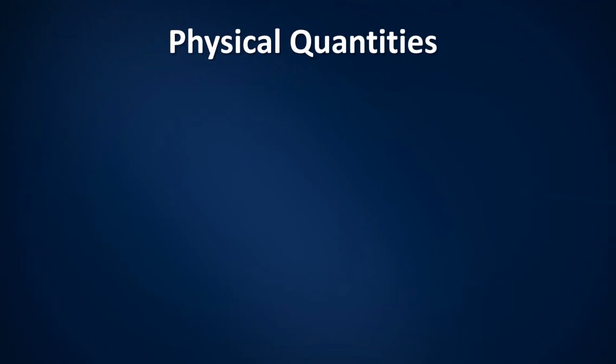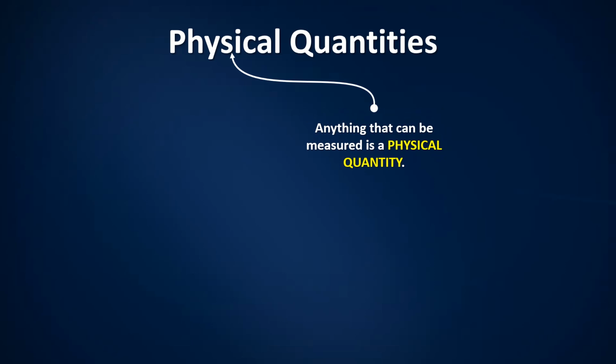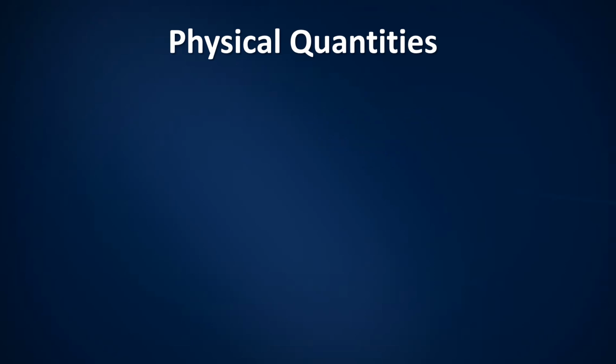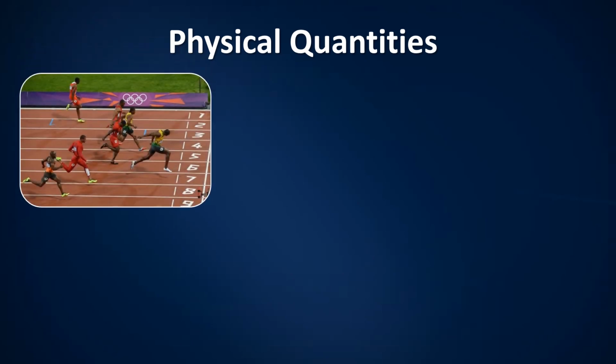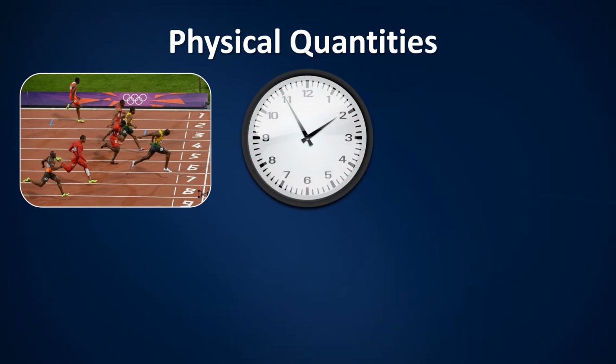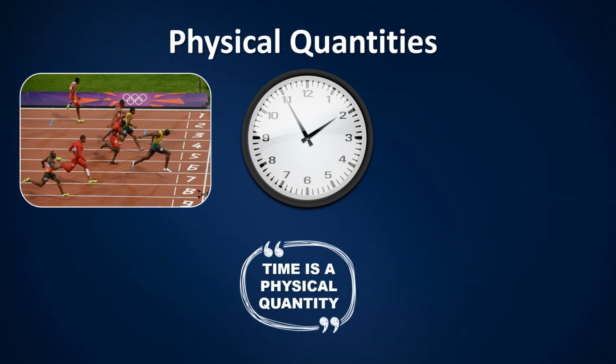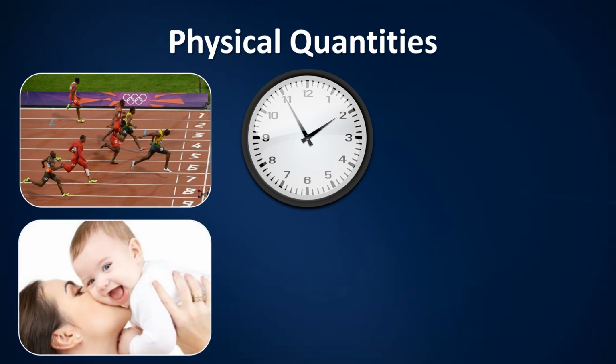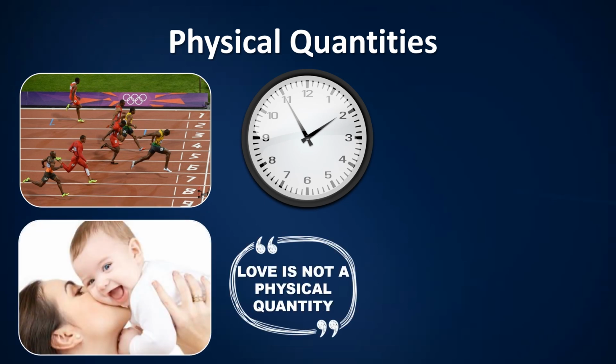So we are doing physical quantities. Anything that can be measured is a physical quantity. Distance is a physical quantity. We can measure distance. We can find time by clock. So time is a physical quantity. Care and love for a child is not a physical quantity because it cannot be measured.